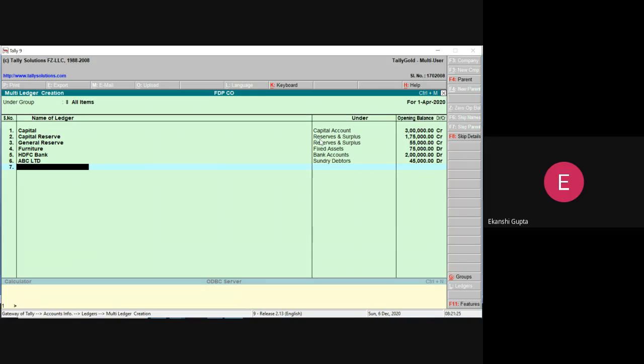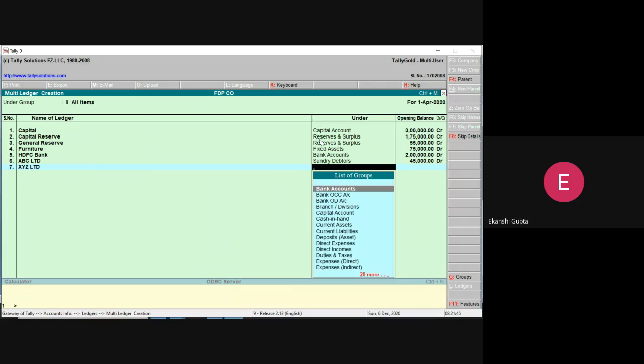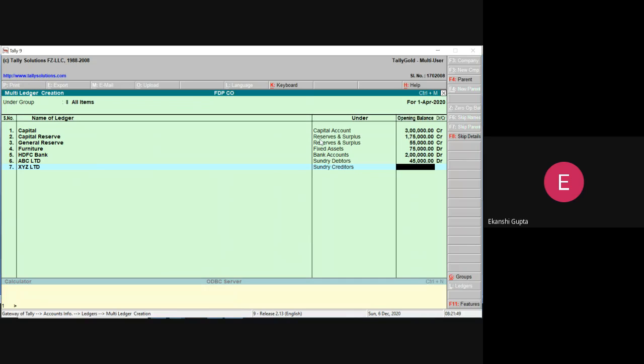Then cash amount is given, but this ledger is not to be made. It is automatically there. So I'll just skip the cash ledger. Then they are asking me to create XYZ Limited, who are our sundry creditors with the amount 30,000.